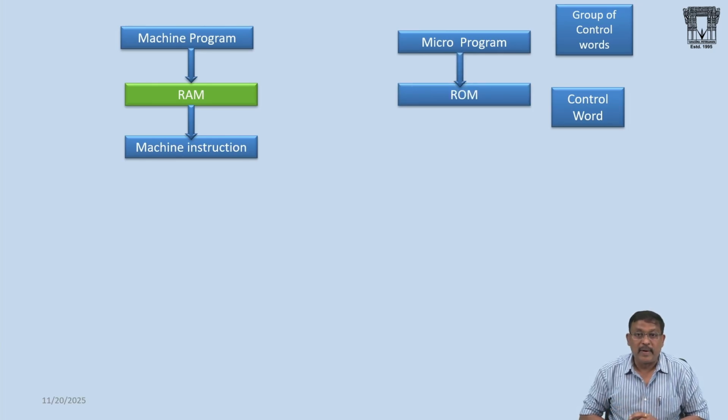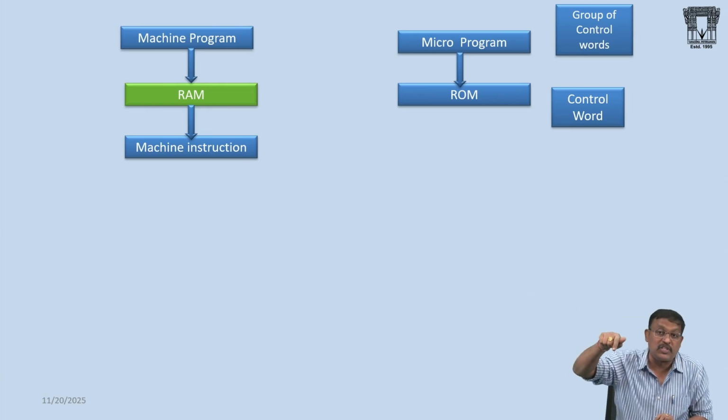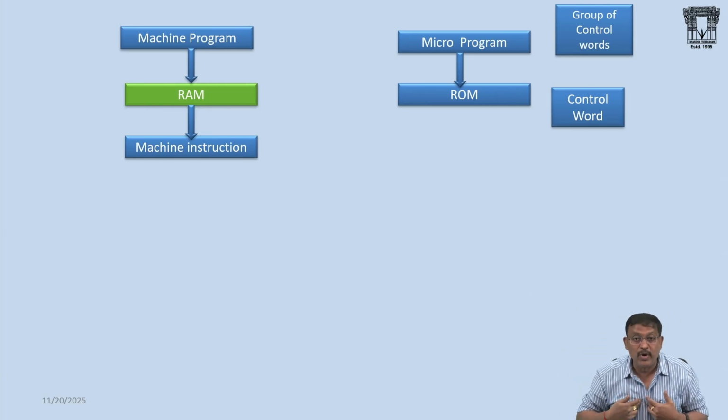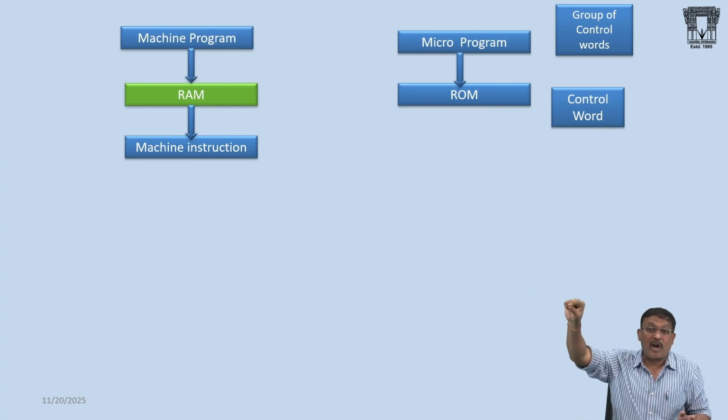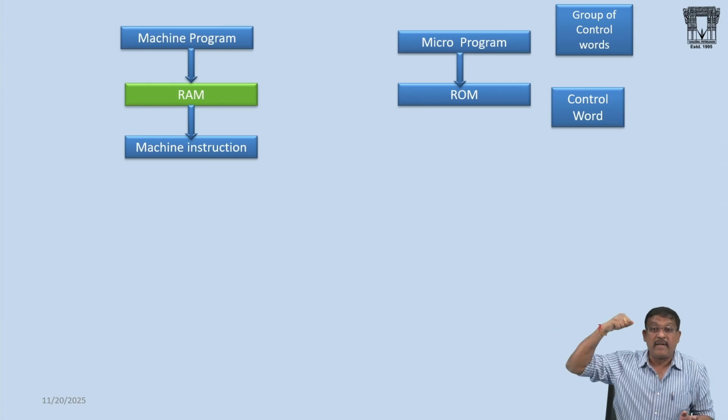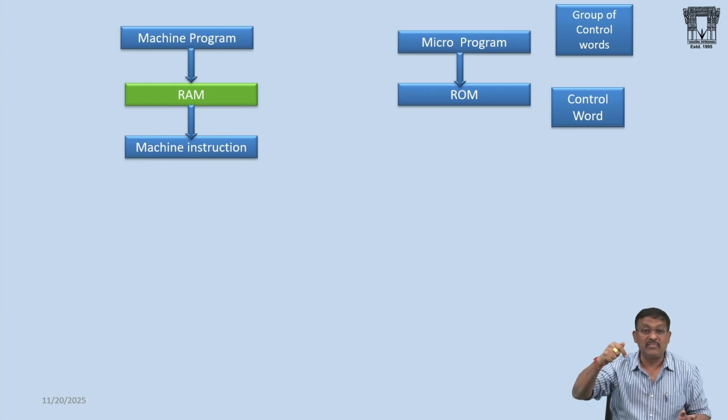Look at this. The microprogram is stored in the ROM location. The machine program is stored in the RAM location. To execute the machine instruction, I require a micro instruction. Where this micro instruction is, that is in the ROM, in which routine, I don't know. We have to find out where the micro instruction is available. That is called the address of the ROM location to fetch the micro instruction for execution of the machine instruction. Got my point?